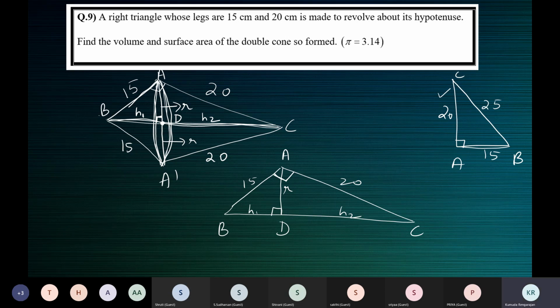Done, children? Yes, ma'am. So with respect to this figure, this top portion is what you see here: A, B, D, C, H1, H2, R, 15, 20. How many right triangles do we have in this figure? Three, ma'am. What's the length of BC? It is H1 plus H2.